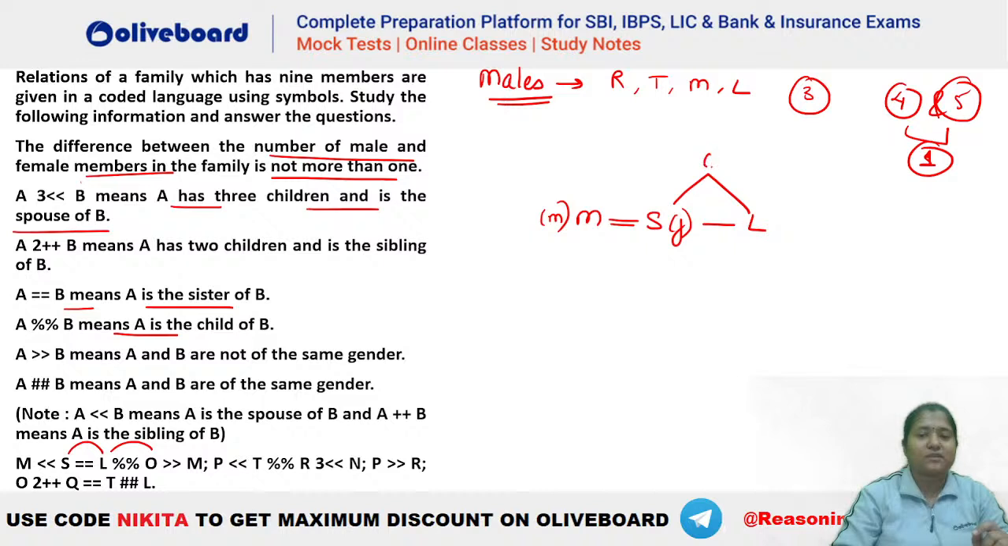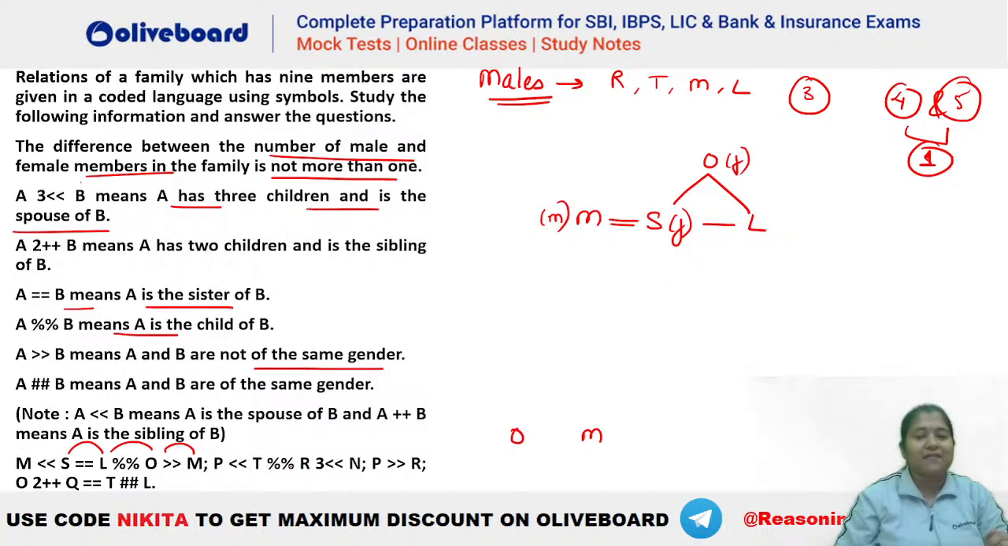So O has to be this person. Then we have O greater, what does that mean? That is they are not of the same gender. So O and M should be of opposite gender, right? So if M is a male person, O has to be a female person. Okay, we have got this.